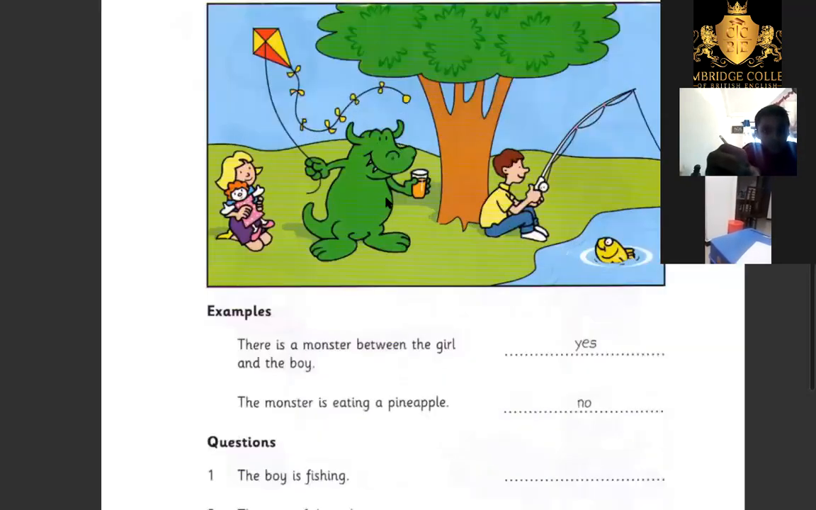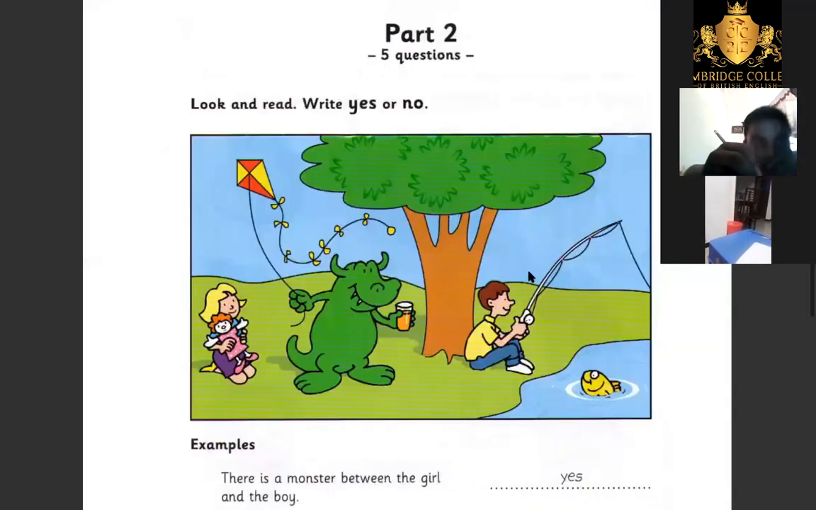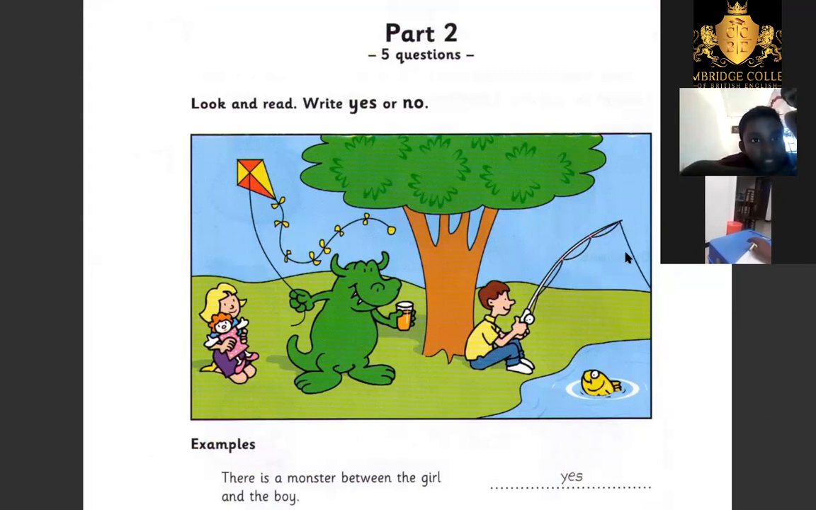So first of all, you can see the things here. What are the things you can see here? The boy is fishing. What is the boy doing now? The boy is fishing. Fishing. The monster is flying a kite.